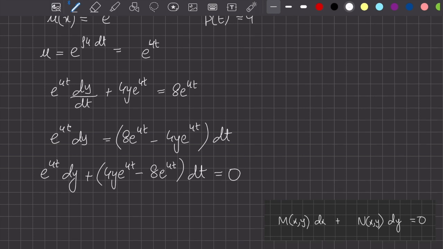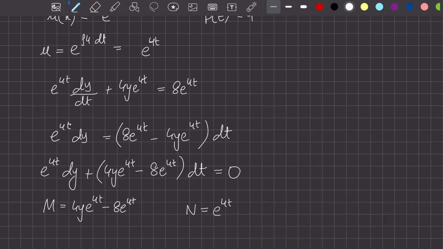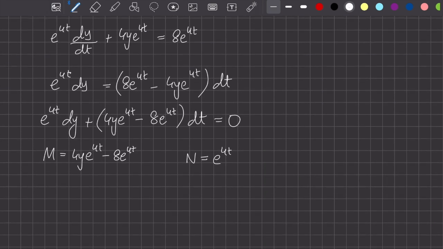We identify the term m as 4 e power 4t times y minus 8 e power 4t, and the term n as e power 4t. If you want to confirm if it is an exact equation or not, you have to take the partial derivative of m with respect to y, and the partial derivative of n with respect to t. These both come out to be 4 e power 4t, which confirms that the equation is now exact.